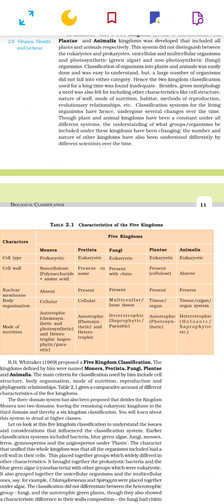Number 3 character, nuclear membrane. In Monera, the nuclear membrane is completely absent. In Protista, fungi, Plantae and Animalia, the nuclear membrane is present and that's why they are eukaryotic.